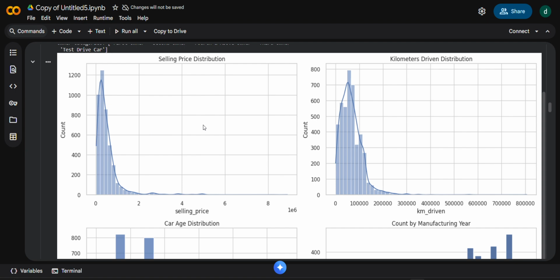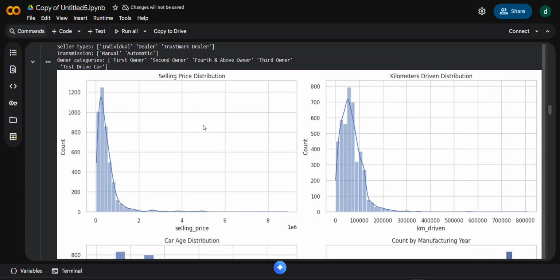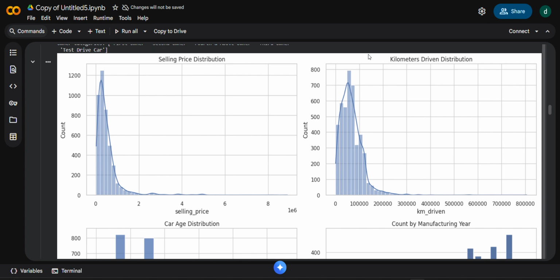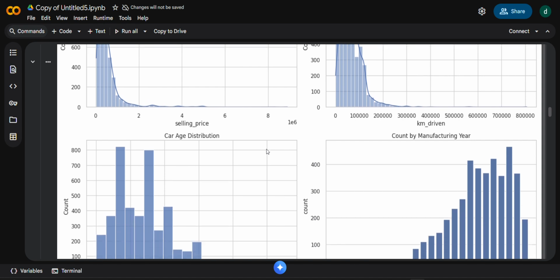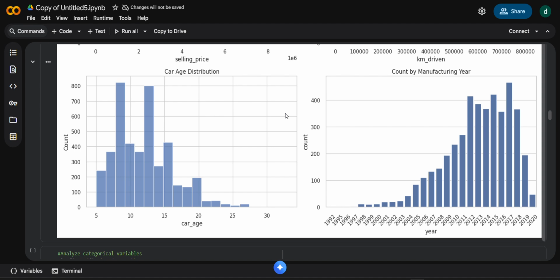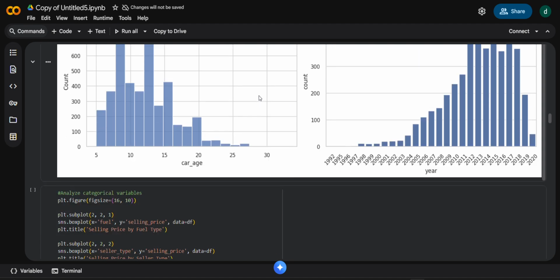After that, I started analyzing the behavior and distribution of the important variables. I plotted the selling price distribution, kilometers driven distribution, car age distribution, and count by manufacturing year. These visualizations help me understand how the dataset is spread out and whether the values are skewed.